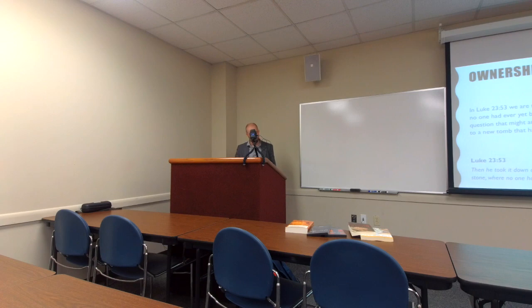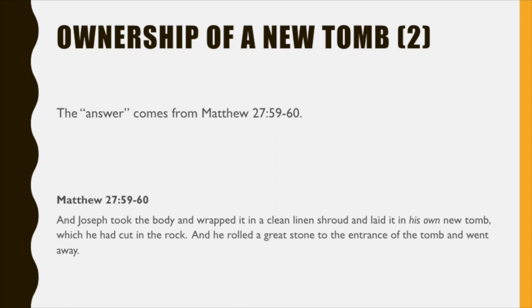There we have Luke 23:53. He took it down, wrapped it in a linen shroud, and laid him in a tomb cut in stone where no one had yet been laid. The answer comes from Matthew 27. And Joseph took the body and wrapped it in a clean linen shroud and laid it in his own new tomb, which he had cut in the rock. And he rolled a great stone to the entrance of the tomb and went away.